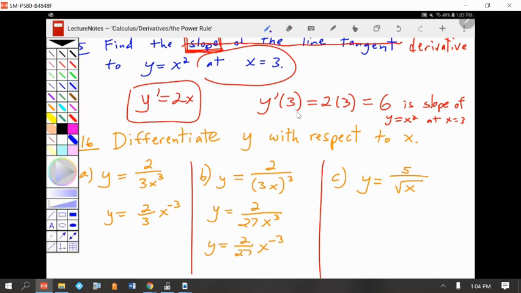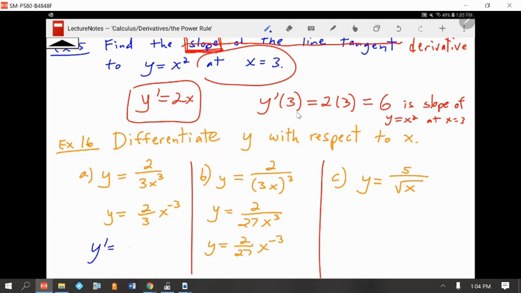And then we find our derivative. The y prime would be 2/3 times negative 3 is negative 2, x to the negative 4, because negative 3 minus 1 is negative 4. Right? So the 3s cancel. Whereas on part B, the derivative is negative 3 times 2 is negative 6, but you can reduce 6/27. 3 goes into 27 9 times. So it's negative 2/9, x to the negative 4. Okay, so you want to simplify that power before you raise it up.